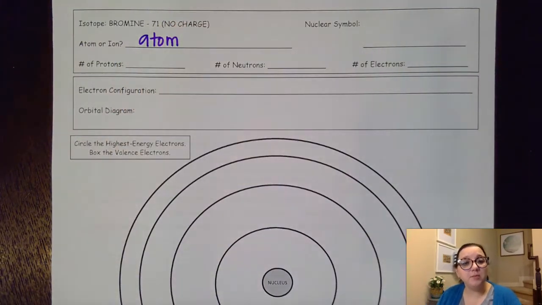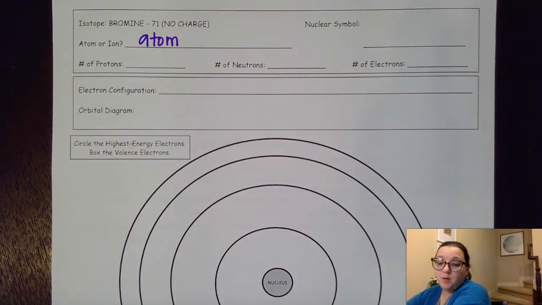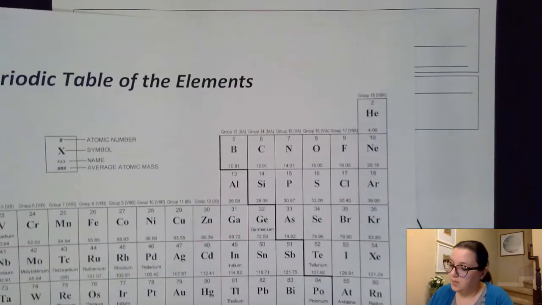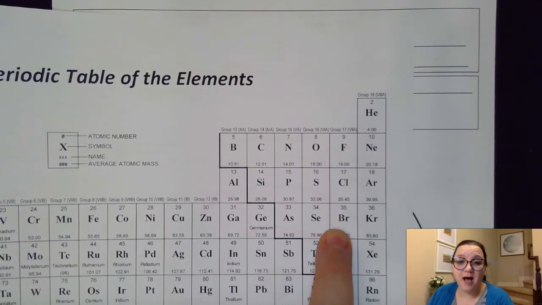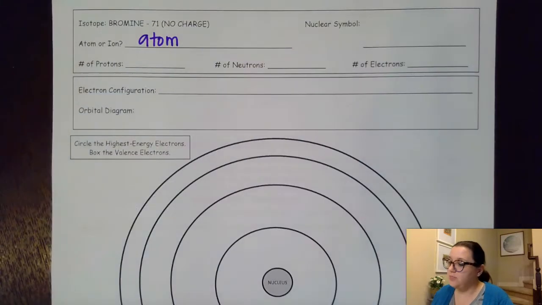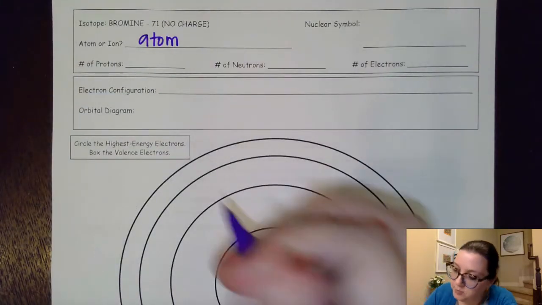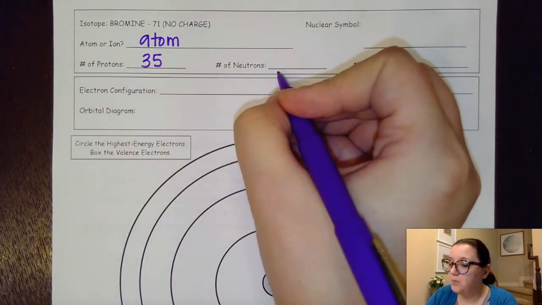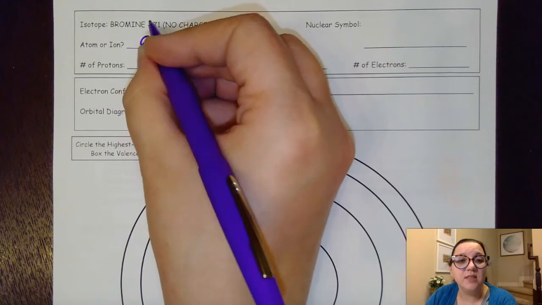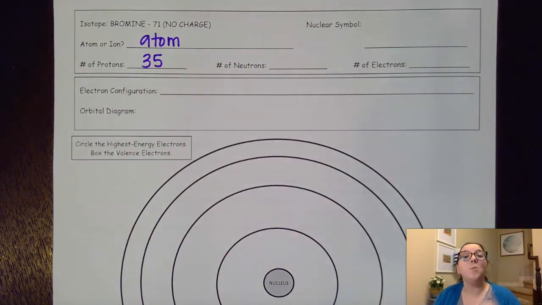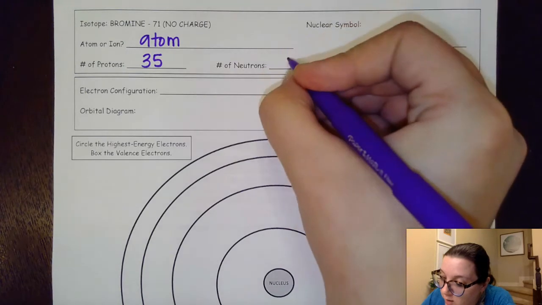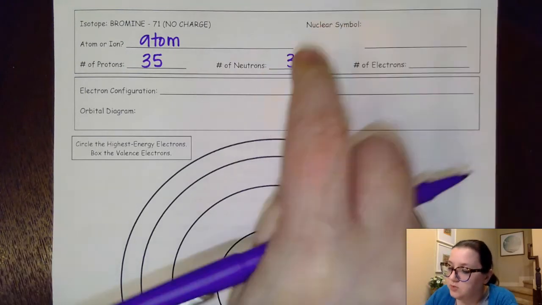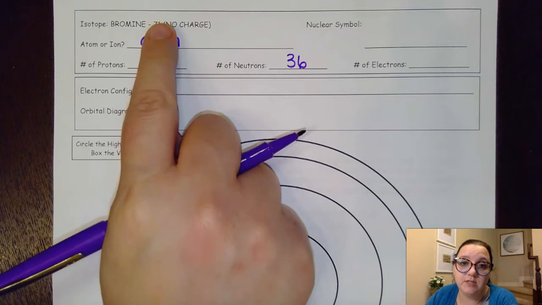Next, to figure out my number of protons, I would want to find bromine on my periodic table. I see that bromine is number 35 for the atomic number, and so that means it would have 35 protons. Number of neutrons, remember I'm going to use that hyphen notation. The hyphen number tells me how many protons plus neutrons together I have. It tells us the mass number. So what that means is that the neutron count must be 36 because 36 plus 35 would equal 71.